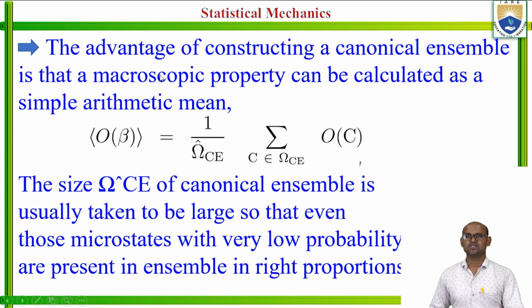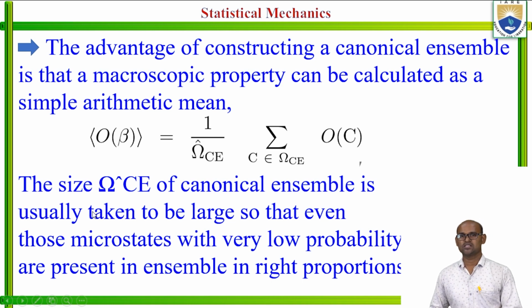The advantage of constructing a canonical ensemble is that a macroscopic property can be calculated as a simple arithmetic mean. What is the advantage of constructing an ensemble for a closed system is that we can just take the arithmetic average of this macroscopic property to calculate this average. The arithmetic mean is 1 over the size of the ensemble, omega of C, times the sum over all the macroscopic property values. That will give you the average of this macroscopic property.